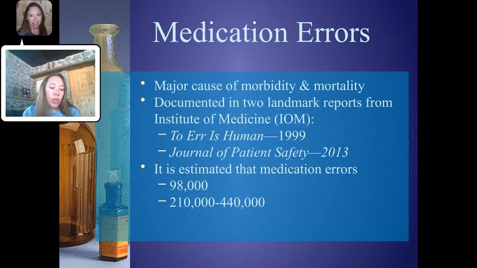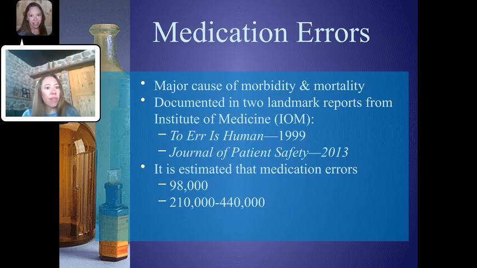And we do know that medication errors are a major cause of morbidity and mortality with patients. There are 2 documented landmark reports from the Institute of Medicine. In 1999, it's called To Err is Human, and then in 2013, the Journal of Patient Safety. In past classes, you learned about national hospital patient safety goals, and there are goals that relate back to medication administration. And part of those goals are making sure that us nurses are doing our job adequately, and how can we ensure that we're not causing a medication error.